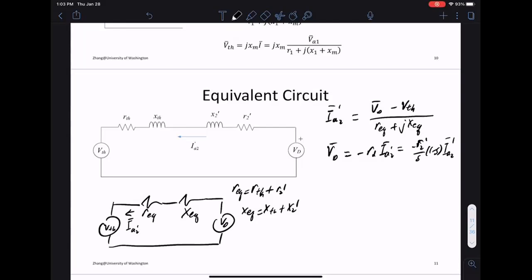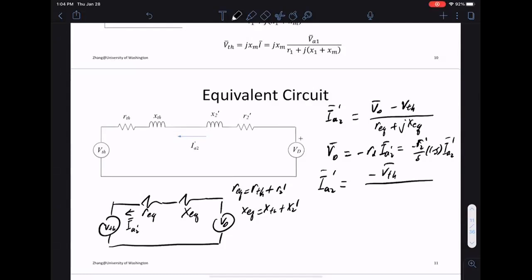The nice thing is that these two equations both relate IA2 and VD. So I can directly substitute and eliminate VD or IA2. If you do some calculations, you'll figure out that IA2 prime is minus VTH over RTH plus R2 prime over S plus jX equivalent.